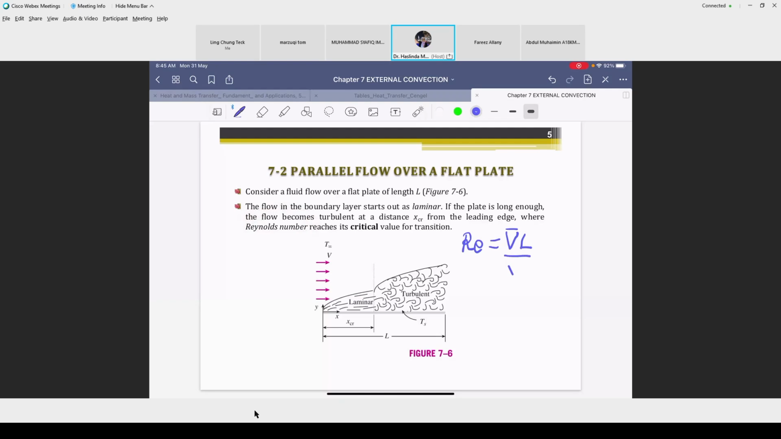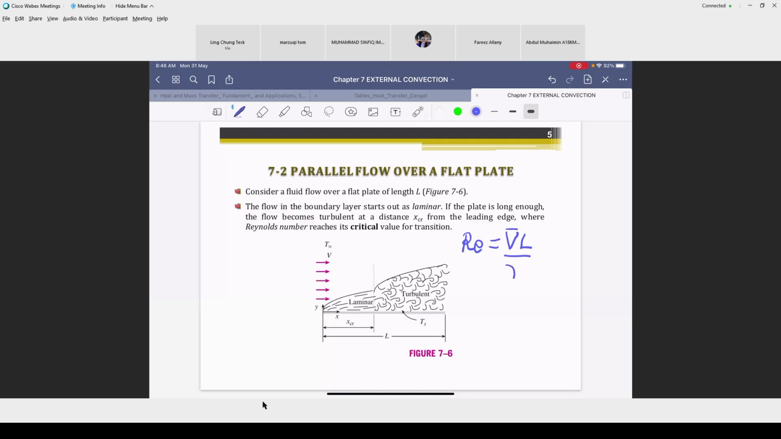Kenapa dia jadi macam tu? D pun boleh. Tetapi L. Kalau dia flat plate, kita guna L. Kalau dia cylinder or sphere, we use diameter kan. Okay. Because you remember tak? Mungkin during fluid mechanics, most of your system adalah pipe. Right? So you usually see D lah diameter. Okay. For our case, sometimes we use flat plate. So the D we replace it with L.